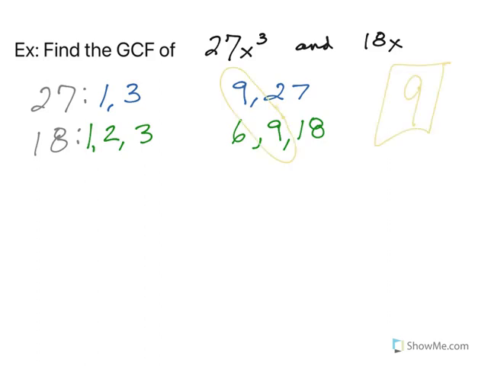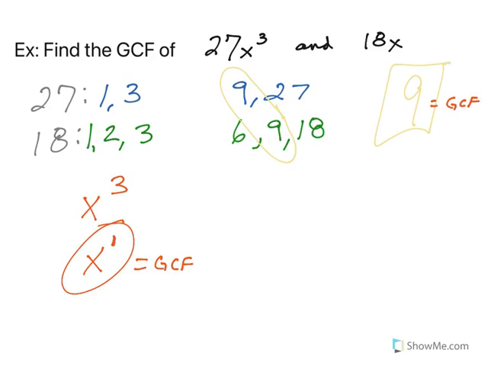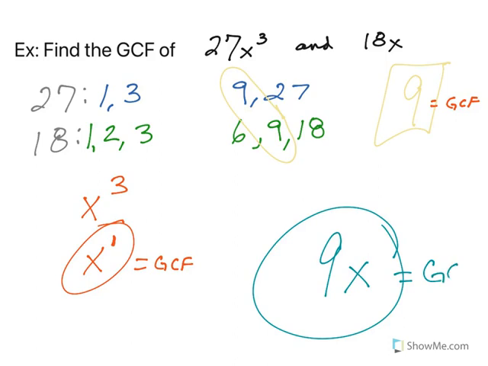Okay, so I found my number portion. Now I'm comparing x to the third and x. As we just mentioned, if there's no exponent, it's automatically a 1. We want the smallest exponent. In this case, it's x to the first. So this would be the GCF of the variables. So then I would take the GCF of the numbers and the GCF of the variables, and that, my friends, is how we find the greatest common factor when we have variables and numbers together.